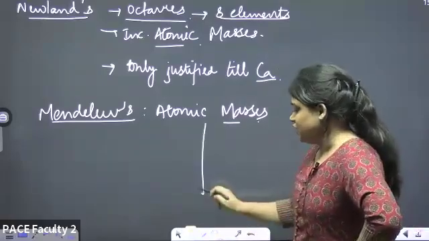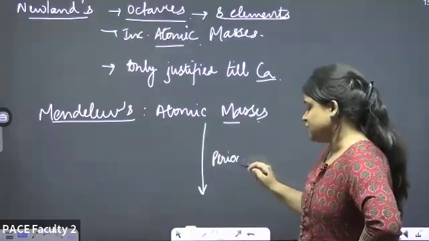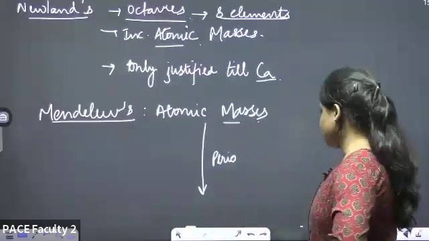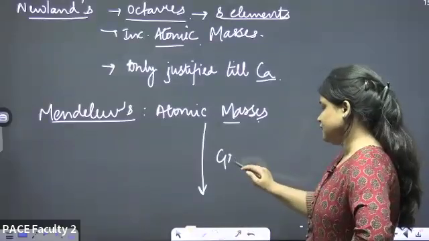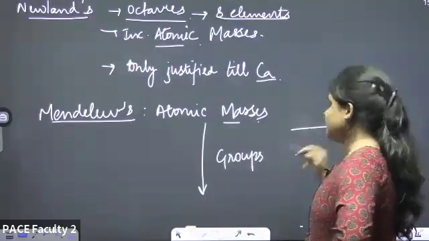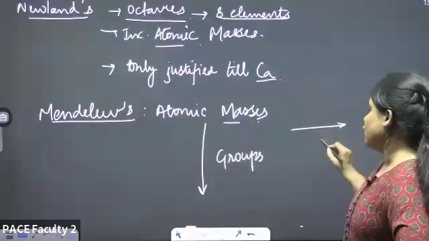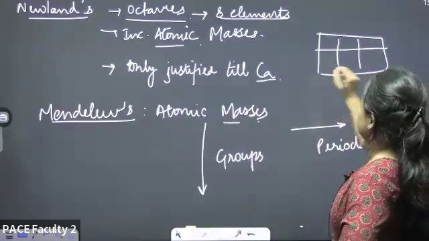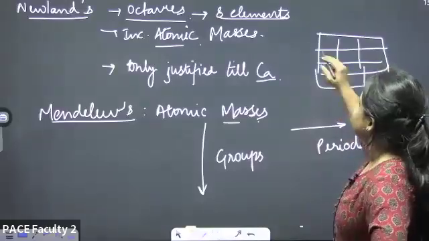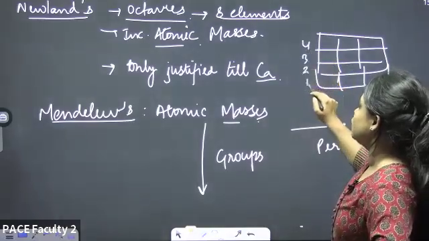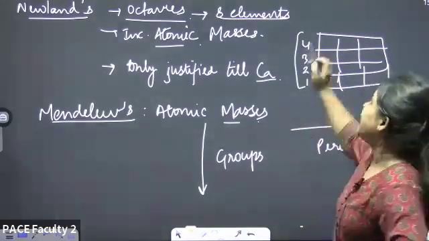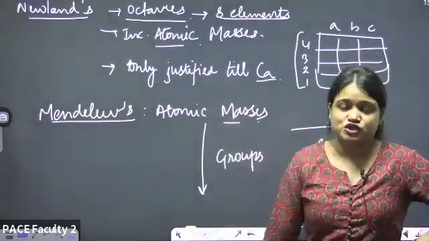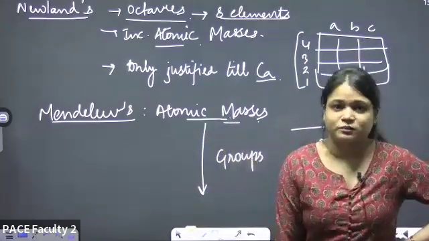One, the vertical columns shall be known as groups. And the horizontal rows shall be called periods. So if suppose I am making this particular table, in this particular table there are 4 rows. So 4, 3, 2, 1. There are 4 periods and A, B, C. These are 3 groups. And he said that my elements will be positioned again according to their increasing atomic masses.